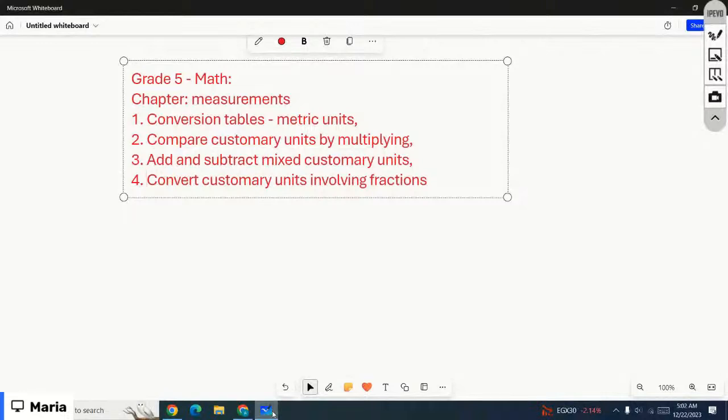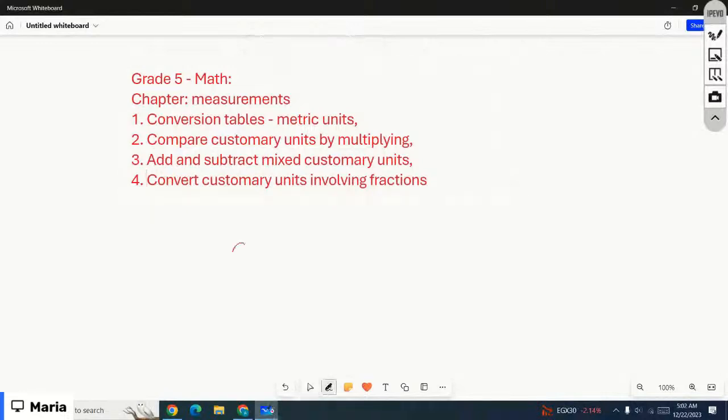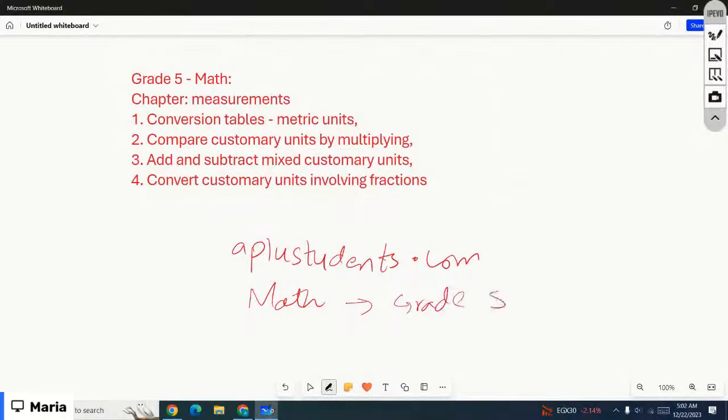You can find all the lessons on aplusstudents.com. You have to log in there using your email address, and the password is provided by the administrator. Then you have to select math from the subject tab. Scroll down to grade 5 and then click on view all lessons. So there you can find a list of the chapters.